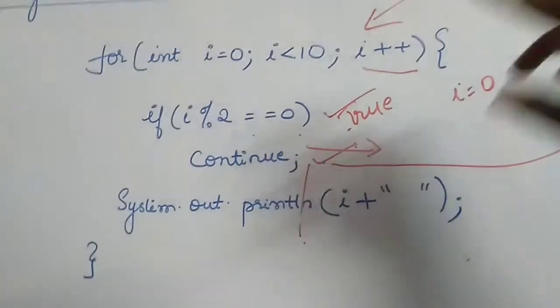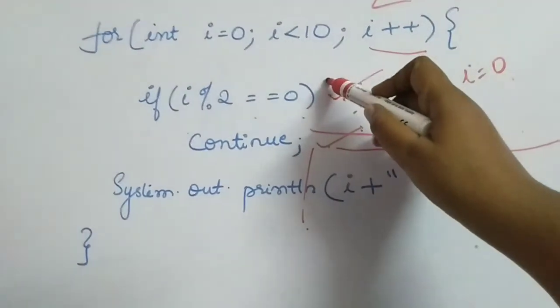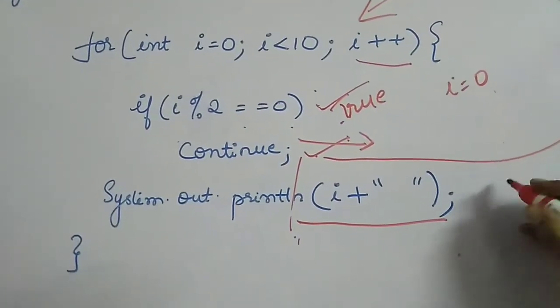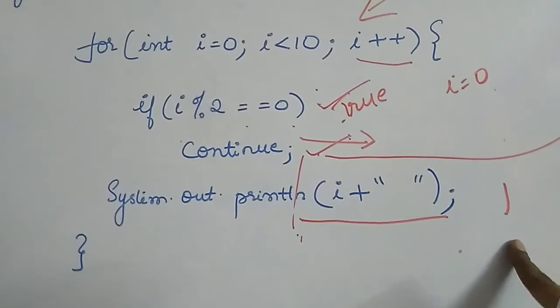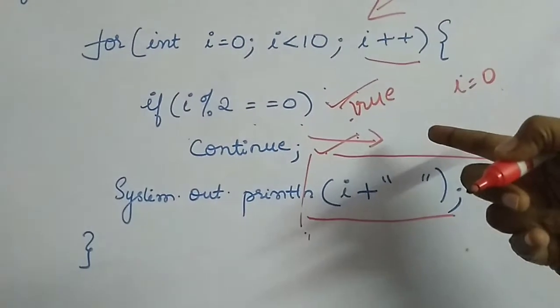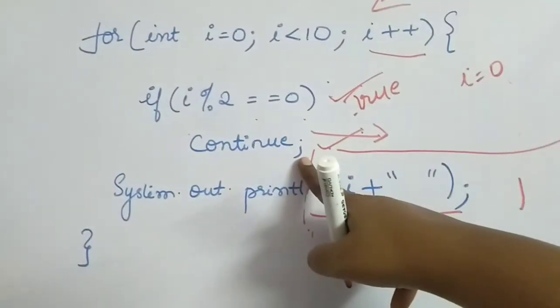So i is equal to 0, so I don't want to print 0 on the screen. Okay, then 1, since 1 mod 2 is equal to 1, there is a false over here. So what happens? This System.out.println statement will execute and it will print 1 on the screen. Next i gets incremented, it becomes 2. 2 mod 2 is 0. So 0 is equal to 0 is true. Then what happens? Continue executes.